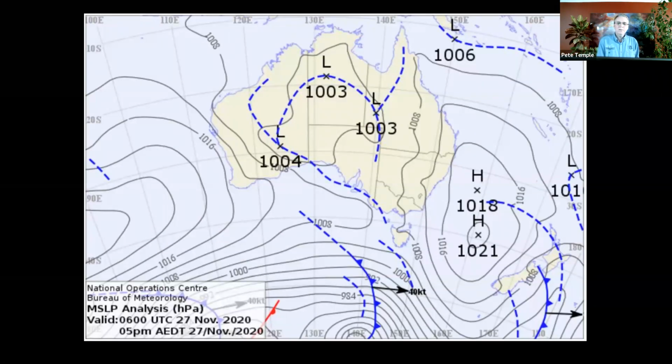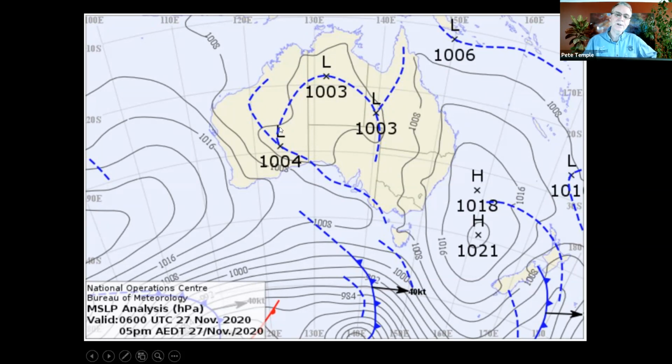Which comes down to weather modelling. Now, this analysis chart here shows the situation on that day, 27th of November. And I'll talk about how we used to do things and how we've evolved now in terms of the modelling of the weather.